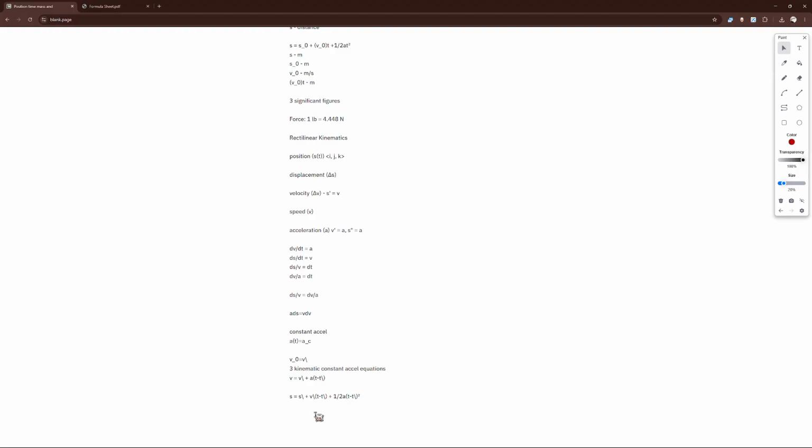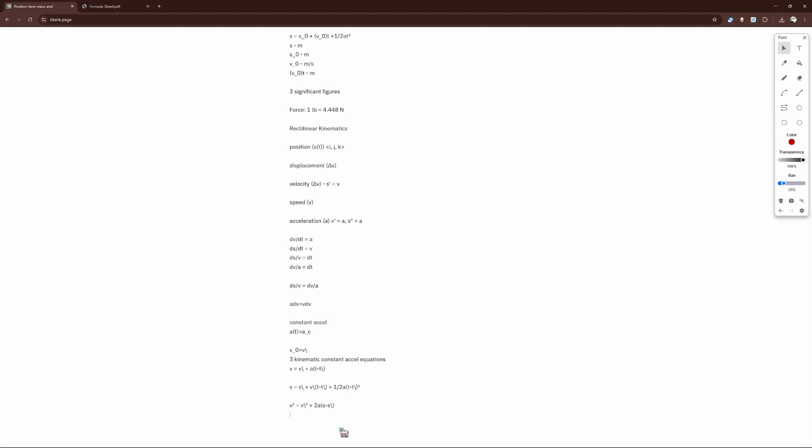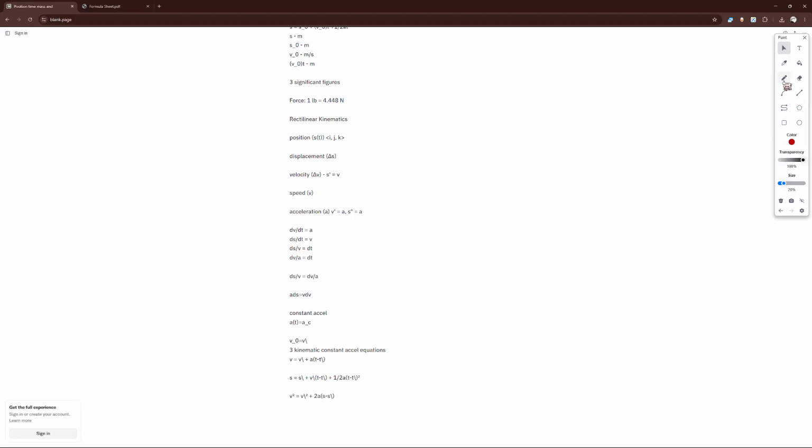And then the final one is v squared is equal to v naught squared plus 2a (s minus s naught). Final velocity, initial velocity, constant acceleration, final position, and initial position. That's what this is. So those are the 3 equations you're going to be using when you have constant acceleration for a kinematics problem, right?